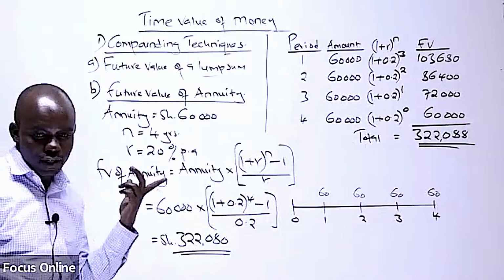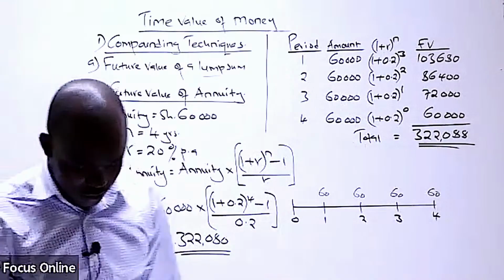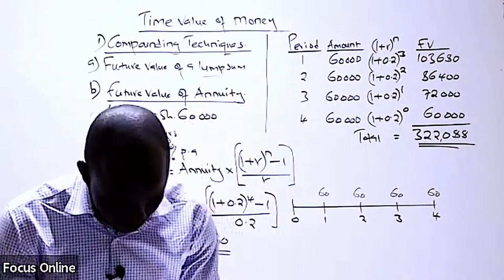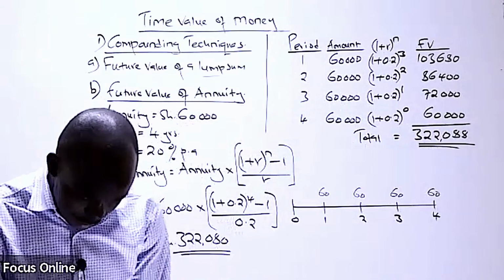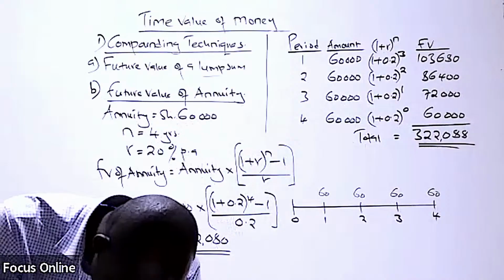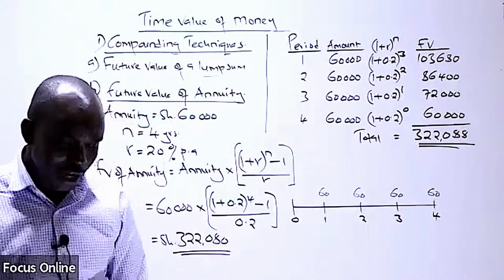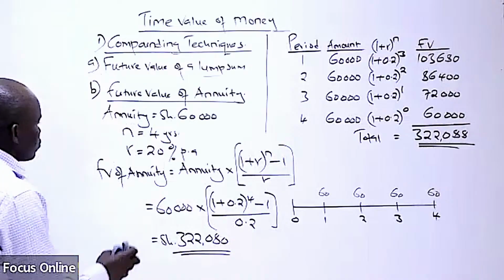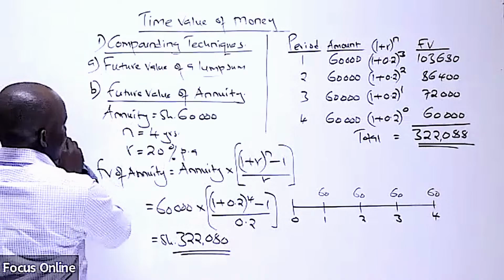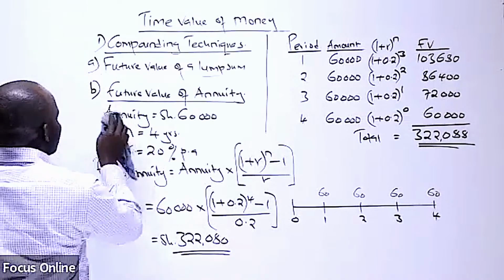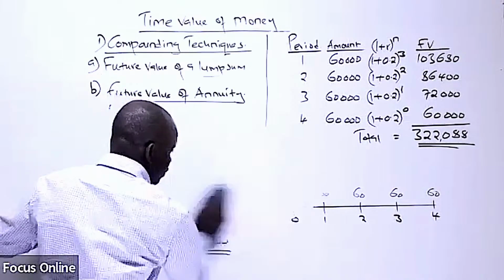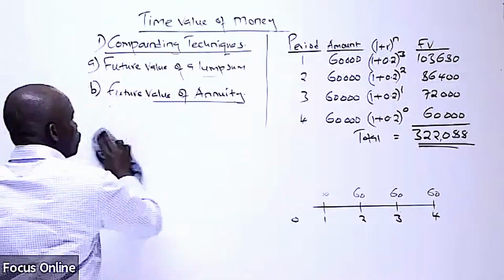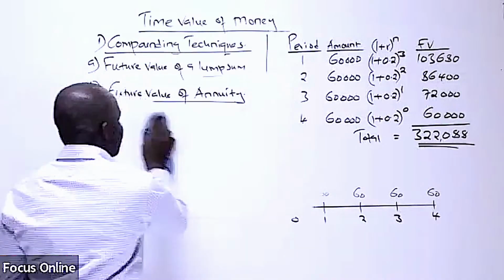So is that okay? Let's proceed. Let's do the next one, then we go for a break. The other one is future value of an annuity due. Let's wrap this. Future value of an annuity due.